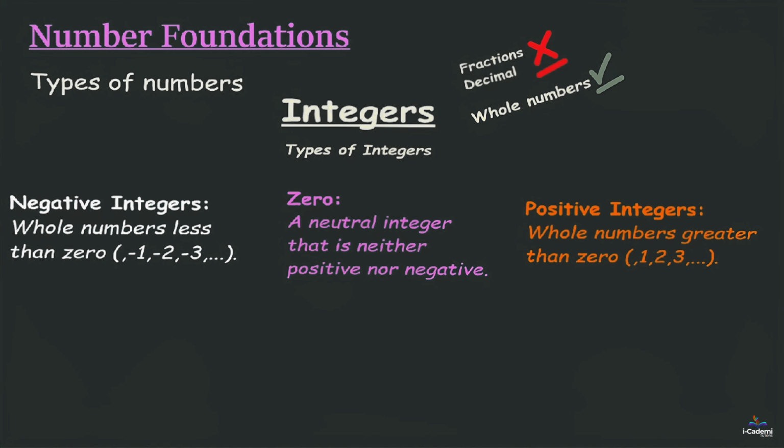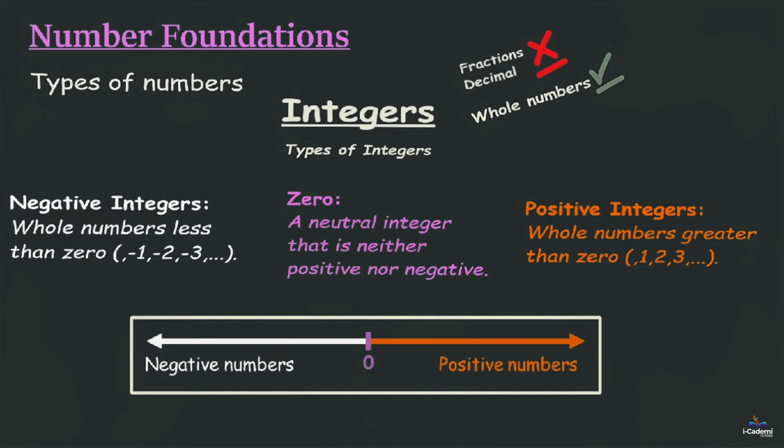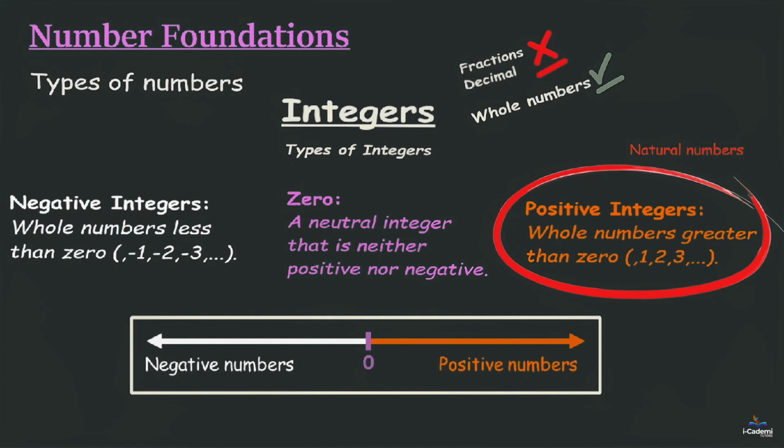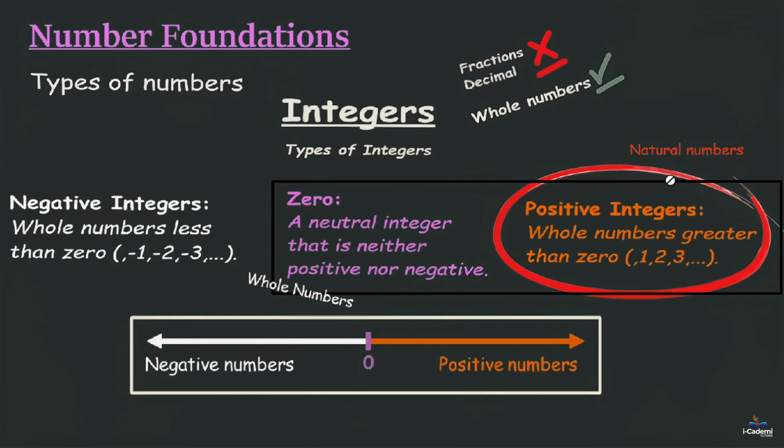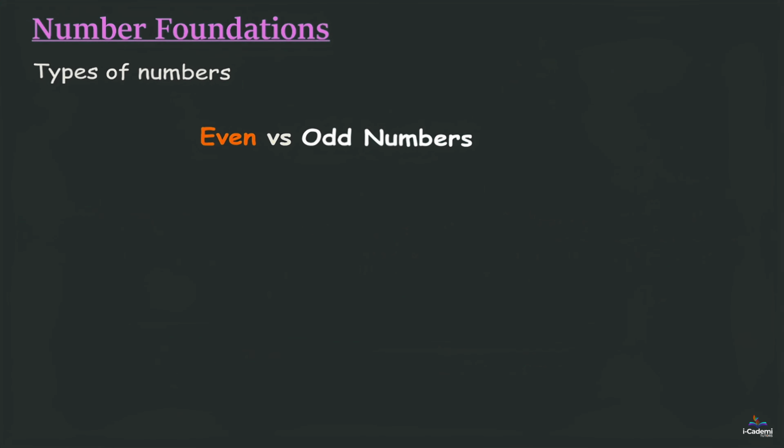Thirdly, we have positive integers. These are the whole numbers greater than 0, that is 1, 2, 3, and so on to infinity. Overall, integers give us a full range of whole numbers that are positive, negative, or 0. Also, don't forget that the positive integers are the natural numbers we touched on earlier, while the positive integers plus 0 is the set of whole numbers. So far, we have covered natural numbers, whole numbers, and integers.